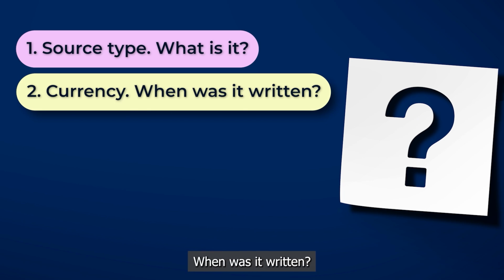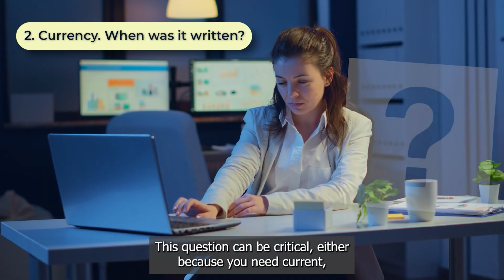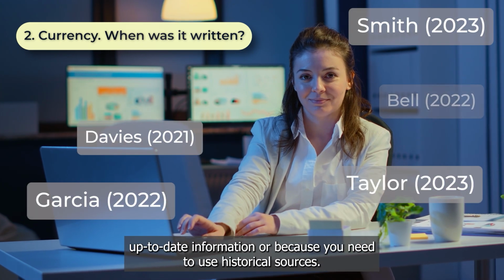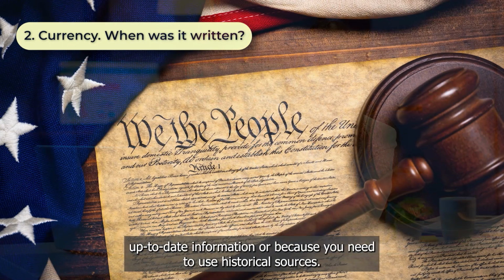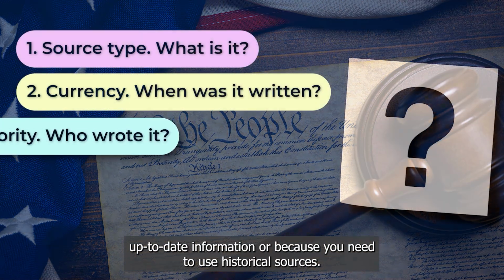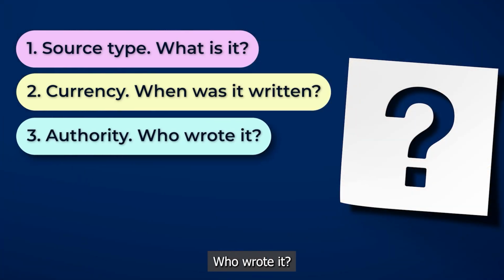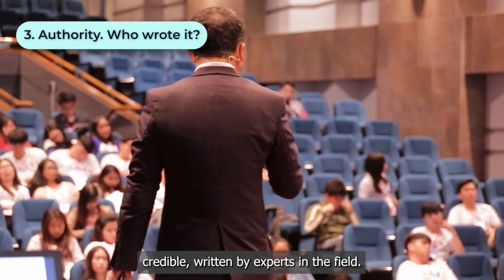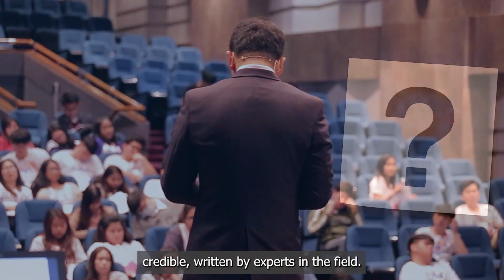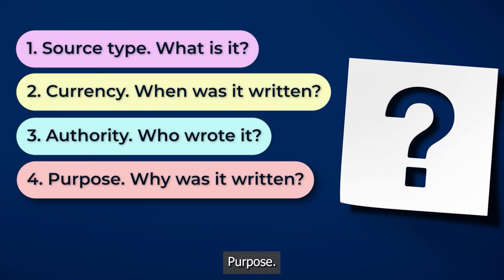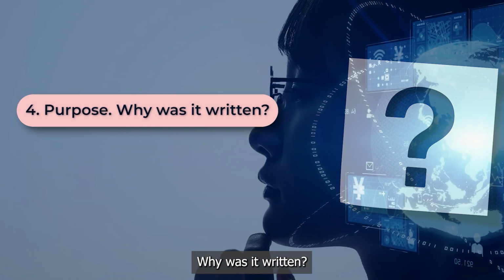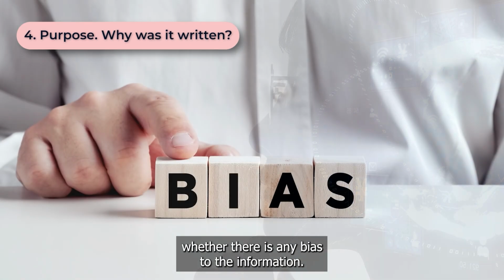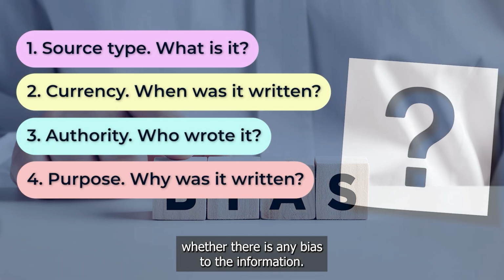Currency. When was it written? This question can be critical, either because you need current, up-to-date information, or because you need to use historical sources. Authority. Who wrote it? This question can help determine whether it is credible, written by experts in the field. Purpose. Why was it written? Knowing the author's motivation will help you determine whether there is any bias to the information.